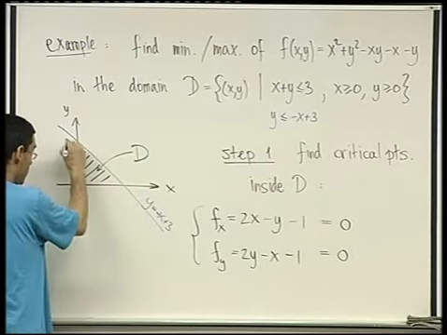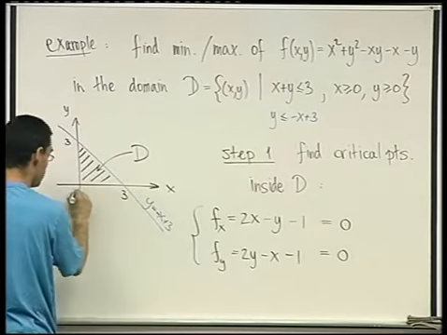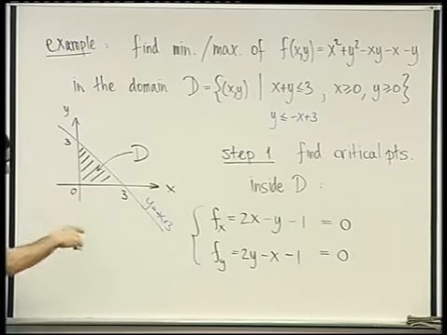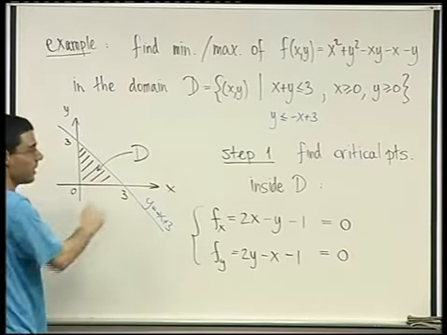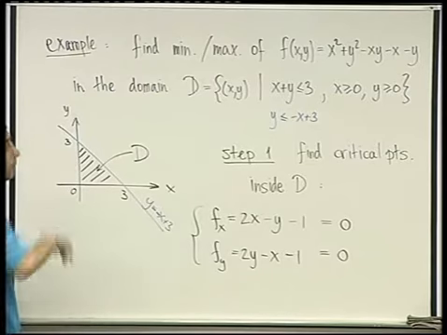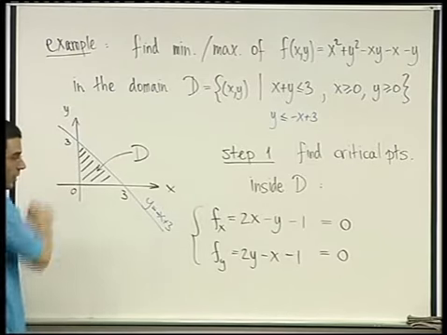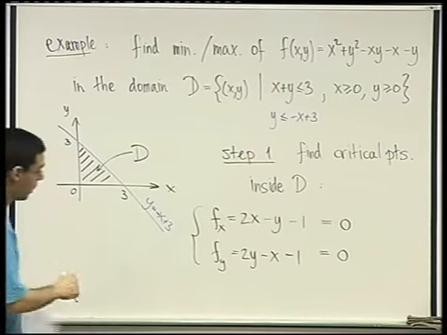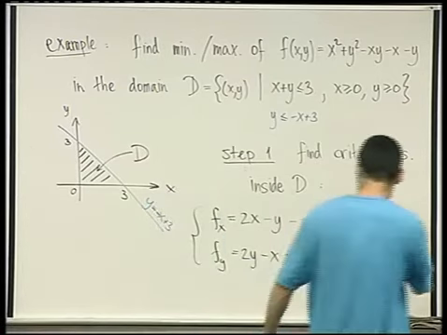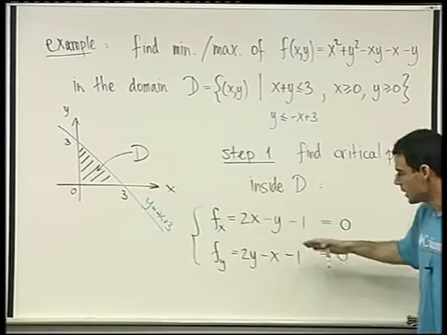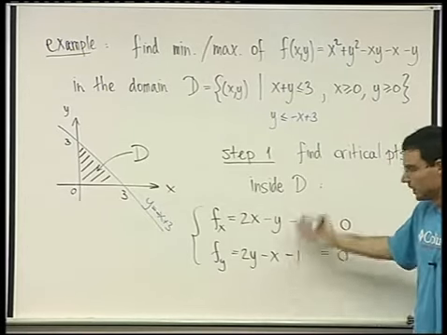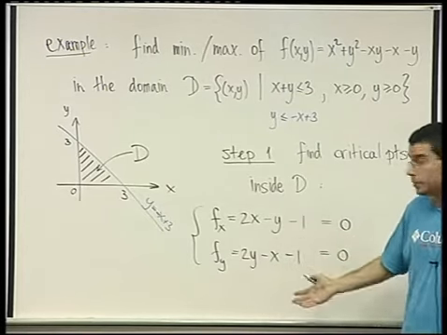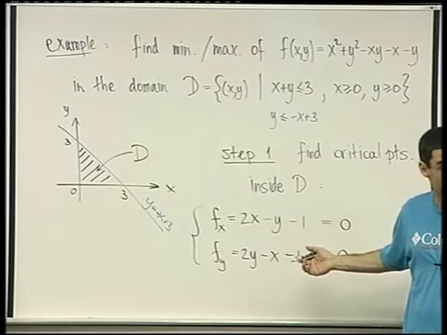So this triangle, this point is 3, this is 3, and this is 0. If they happen to be inside this triangle, then we're going to consider them as potential global minima or maxima for f on this domain. Okay? So let's solve this. We want to solve this system of 2 equations. It's a very trivial system of 2 linear equations in 2 variables. You can do it in whatever way you want, right?